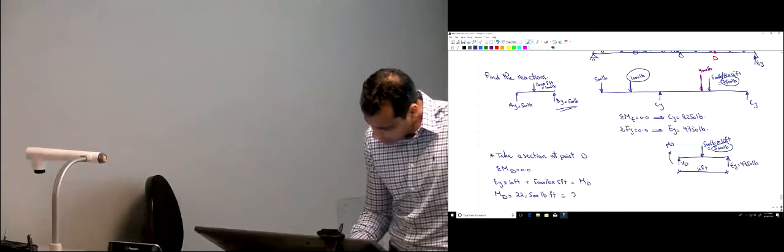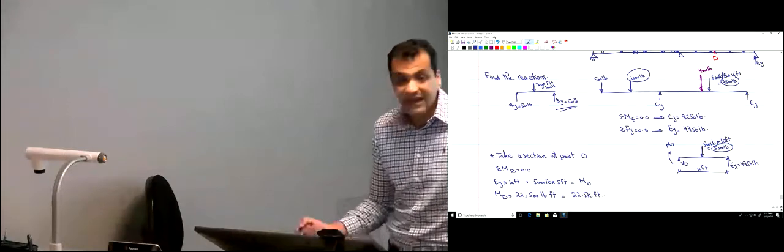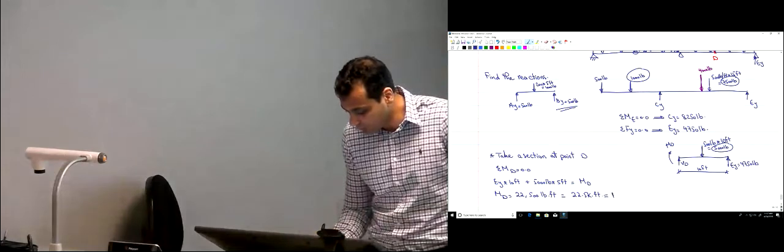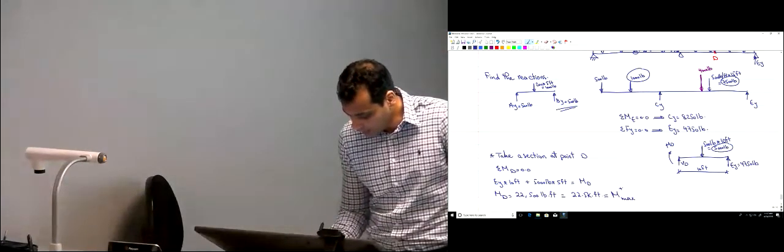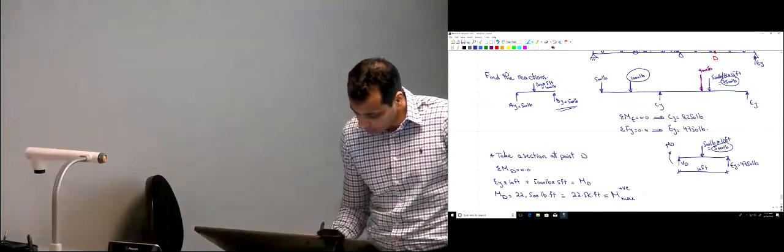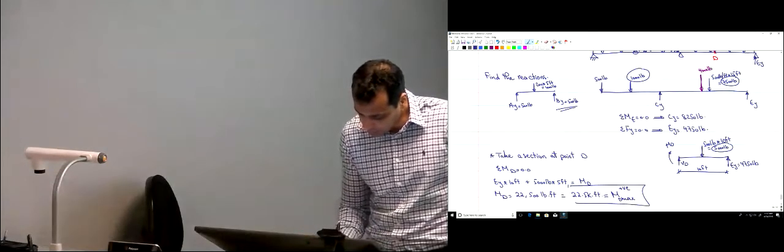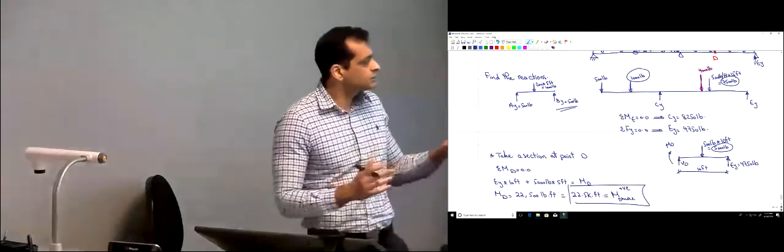Dividing by 1,000, this is 22.5 kips foot. This is MD. This is not any moment at point D. This is the maximum positive moment that can happen at point D. MD maximum that you were required to find. If you put the live load anywhere else, there is a moment at point D, but it's going to be less than this magnitude.